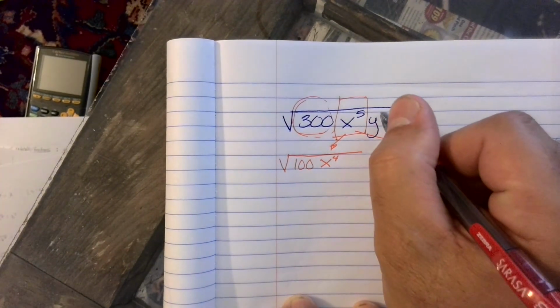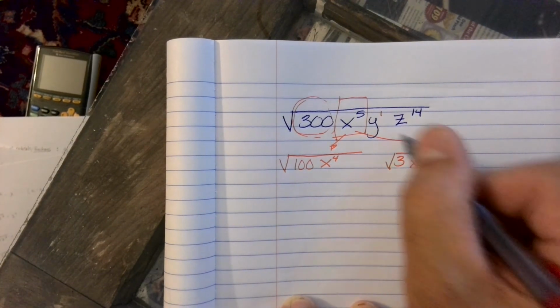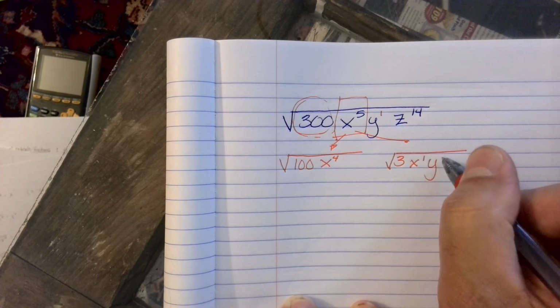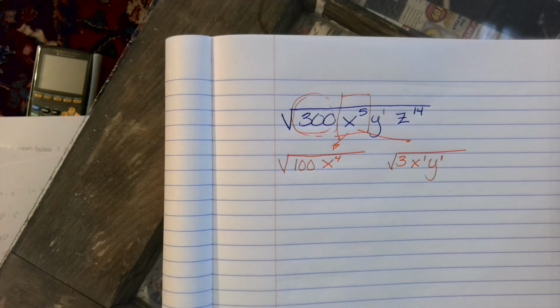Y to the 1st, is that a perfect square? That's not a perfect square, and that can't even be broken up. It's not a perfect square, so it goes over here with my not perfect squares. We're putting all the perfect squares to the left, all the non-perfect squares to the right.